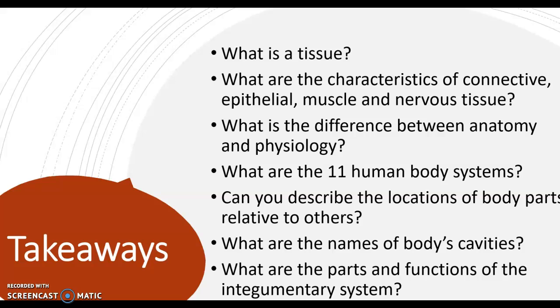What is a tissue? What are the characteristics of connective, epithelial, muscle, and nervous tissue? What's the difference between studying anatomy and physiology? Can you list the 11 human body systems that we're going to look at? Can you describe the location of body parts relative to others?